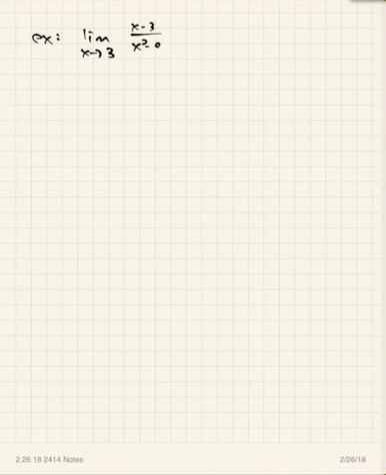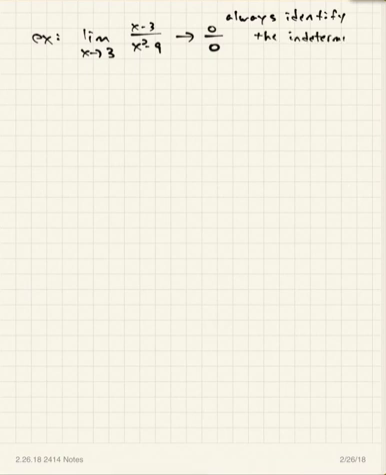So this was the first problem I had. It's the limit as x approaches 3 of x minus 3 over x squared minus 9. Now, I will want you to do this: always identify the indeterminate form. I will be looking for that on a test and on homework. So make sure that you always do that. You say, okay, this is going to be 0 over 0.